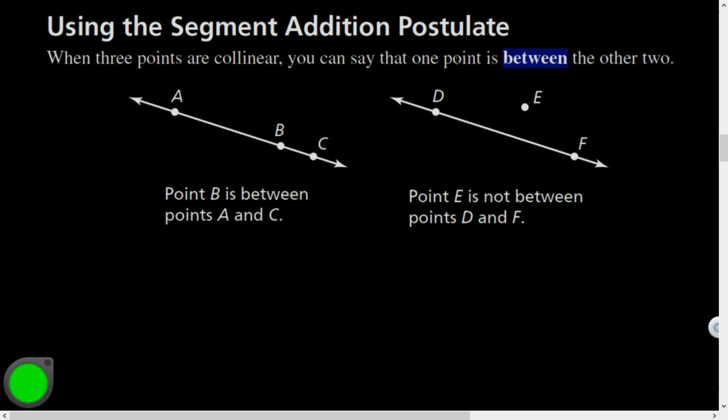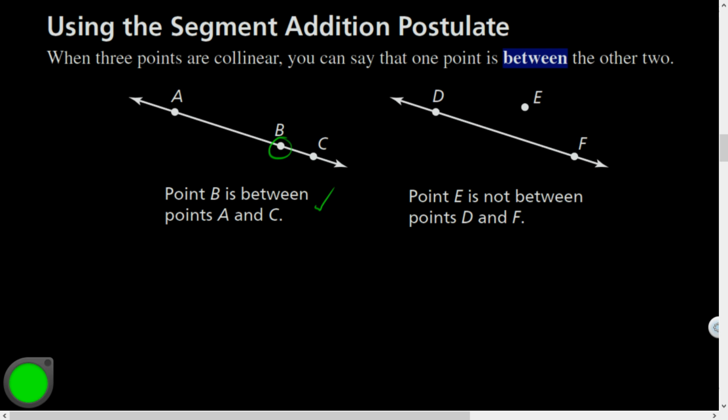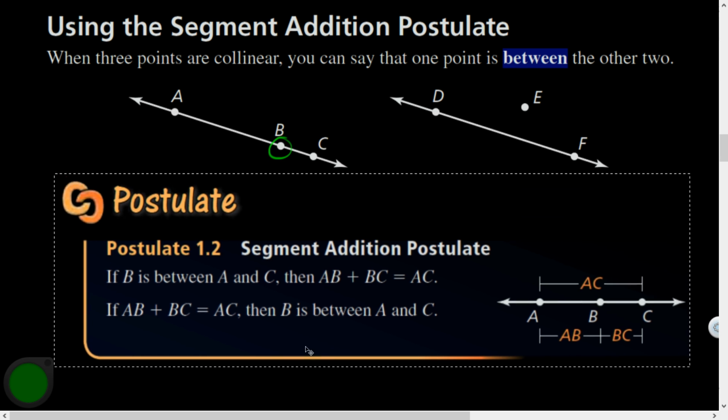Segment addition postulate. This means believe it. I don't care. You believe it because it's true. I don't need to explain myself. This is a postulate. And it says when 3 points are collinear, you can say that one point is between the other two. That makes sense, right? This one's like between A and C. Yeah, I believe that. And by the way, these addition postulates will also apply to angles and areas and volumes.